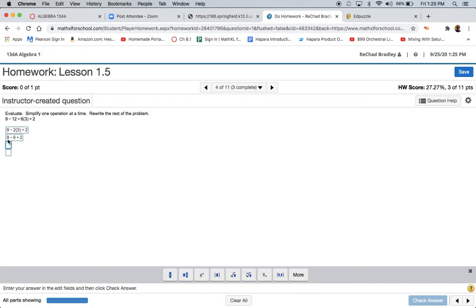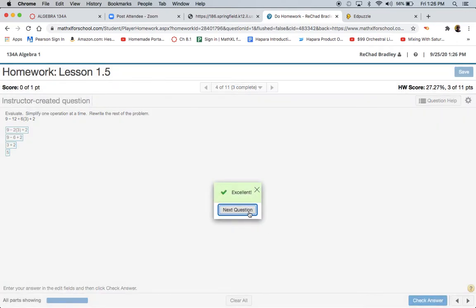Tab to the next box. These are both students. The first student in line is here. Subtraction. 9 minus 6 turns into 3 plus 2, and 3 plus 2 is 5.